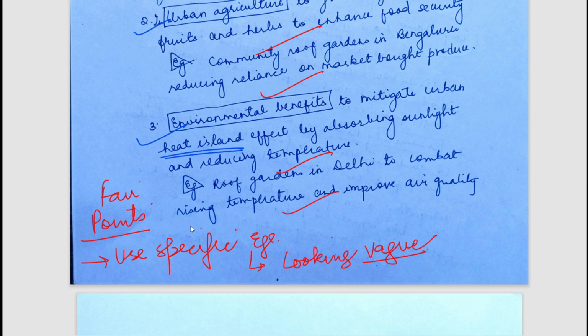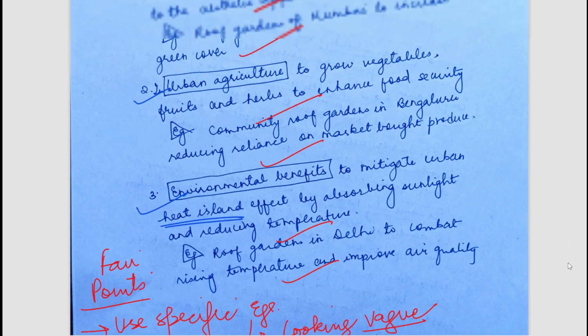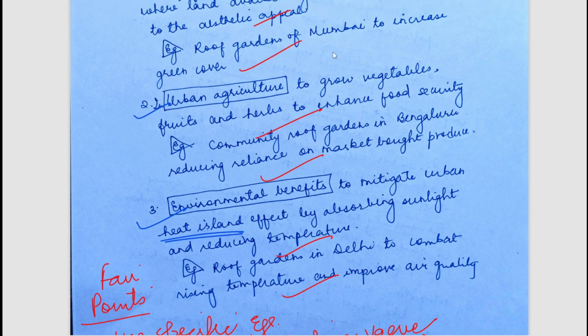You can see in some examples, I think a student has used, for example, roof gardens of Mumbai to increase green cover. For example, you can see roof garden in Delhi to combat rising temperature. So its examples would be more specific.